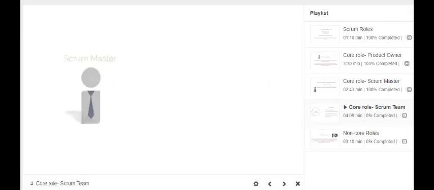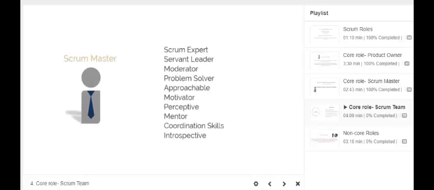For the Scrum Master, you want someone who can be a Scrum expert, a servant leader, a moderator, and a problem solver, someone who's approachable, a motivator, someone who's perceptive, someone who can act as a mentor, someone with great coordination skills, and someone who's introspective.